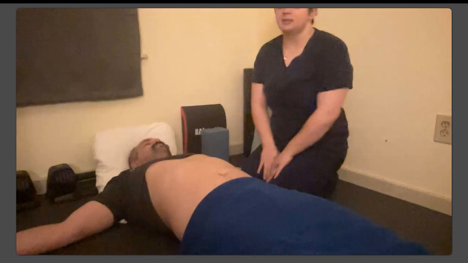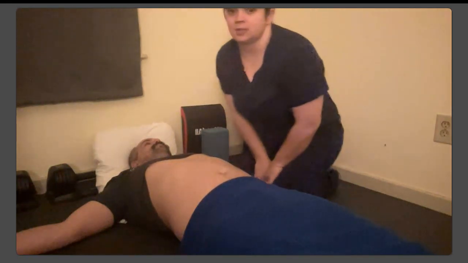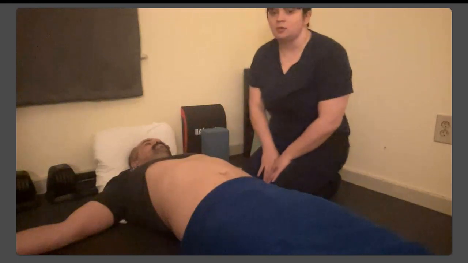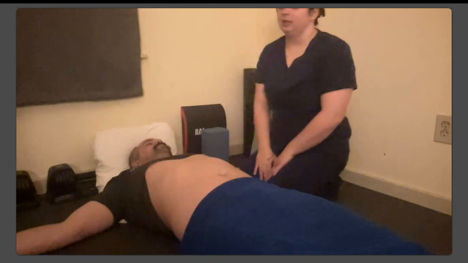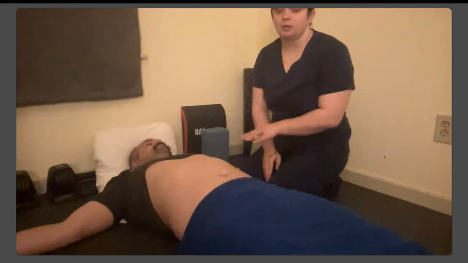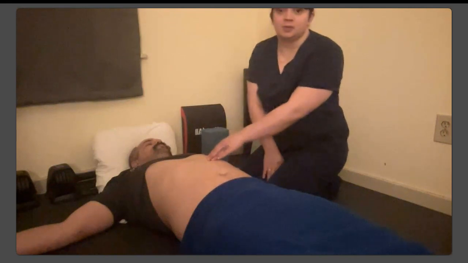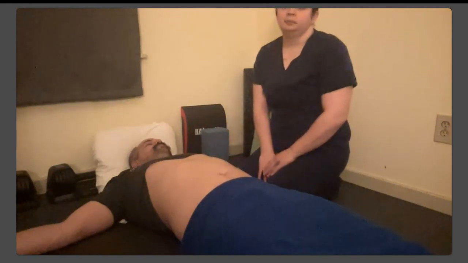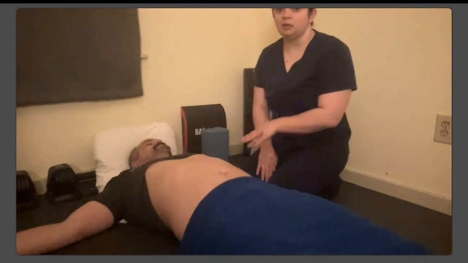And for my next assessment, I would be completing Murphy's sign. This will be used to identify if a patient is having acute cholecystitis. What I'll first do is have my patient take an exhale while palpating on, similar to where I identified where the liver was. And then I will have them take a deep inhale, and I will press and palpate on that area.